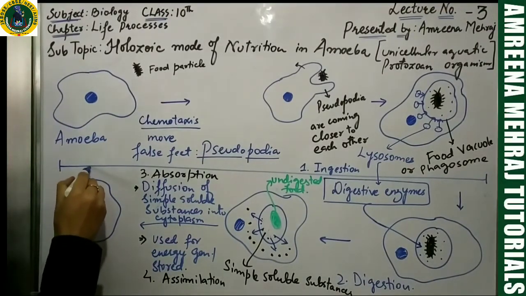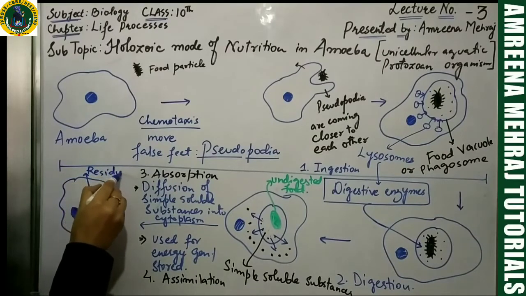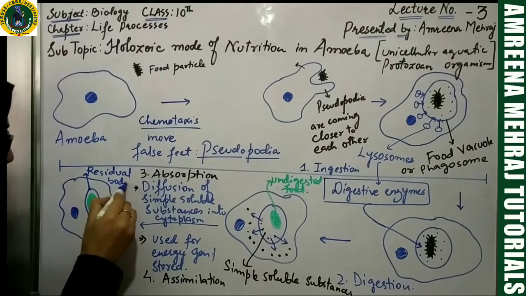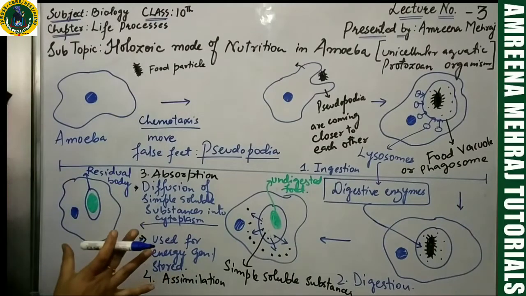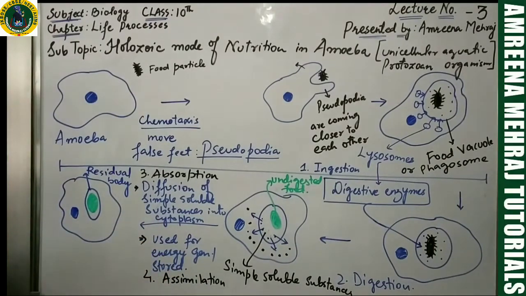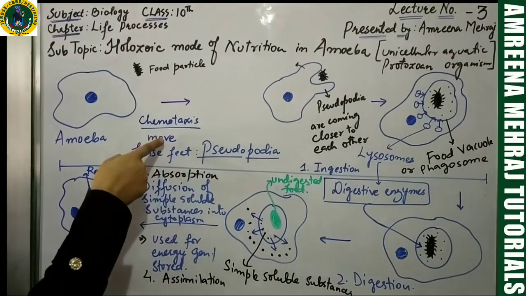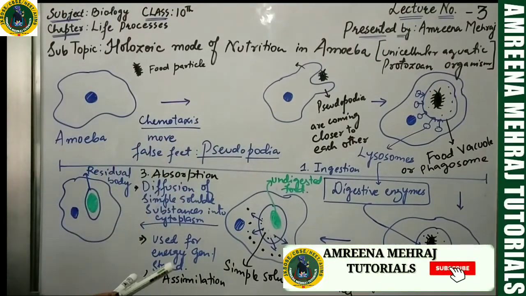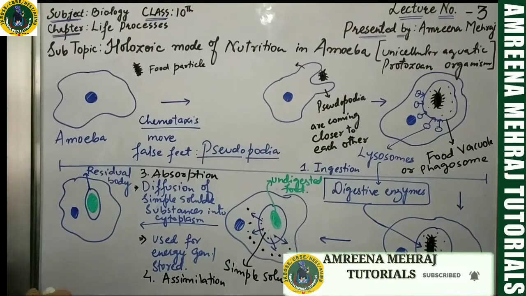This body is called, my dear students, the residual body. What is it called? Residual body, because it has the waste in it. Now amoeba has to remove this waste from its body. What will it do? It will again move with the help of the pseudopodia. So amoeba will move. Let me show you.